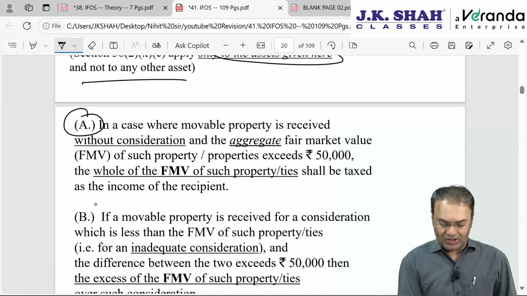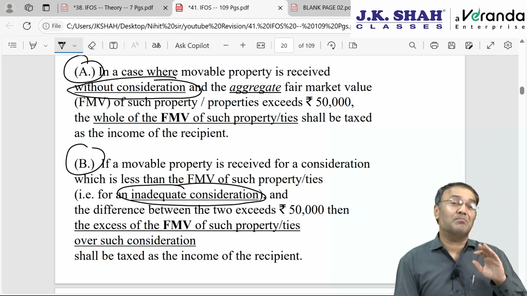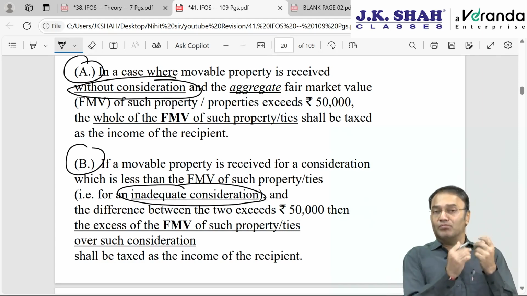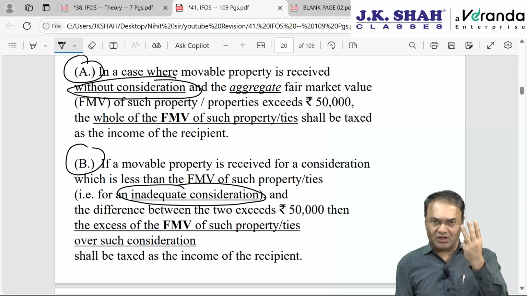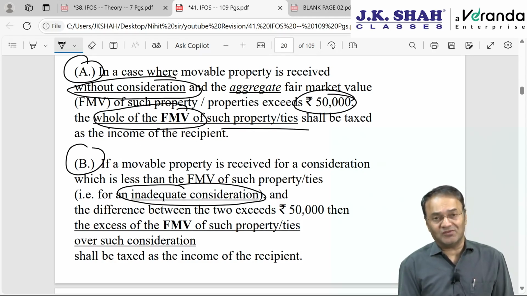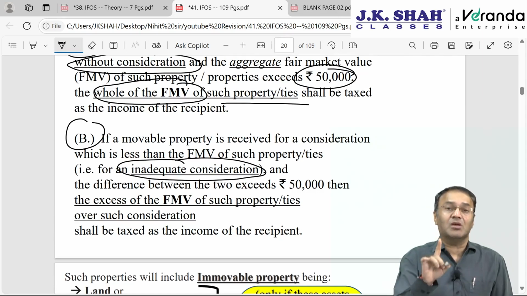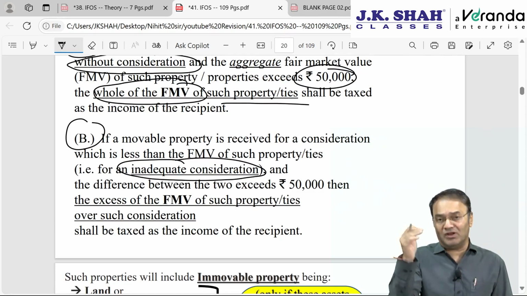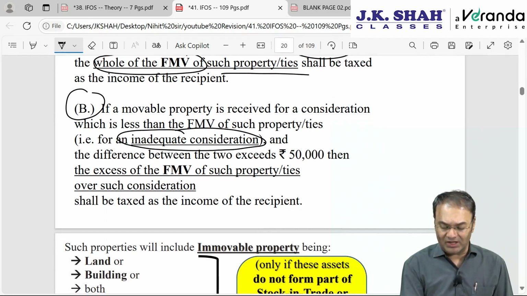Okay, now here are 2 possibilities: receipt free of cost without consideration, or receipt for inadequate consideration. If receipt is without consideration, then the market value should exceed 50,000. For money, the amount of money should exceed 50,000. For immovable property, stamp duty value should exceed 50,000. For movable property, FMV should exceed 50,000. If it exceeds 50,000, then the entire FMV will be taxable in case of receipt without consideration. But if receipt is for inadequate consideration, then the benefit amount, the difference between market value and the amount paid, should be more than 50,000 and only the difference will be taxable.